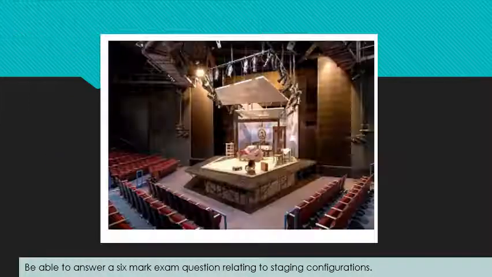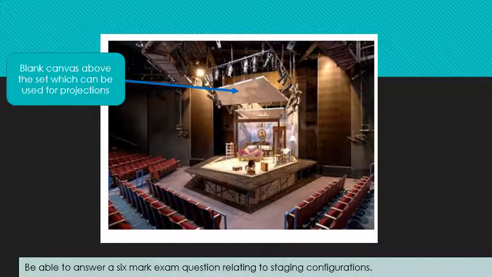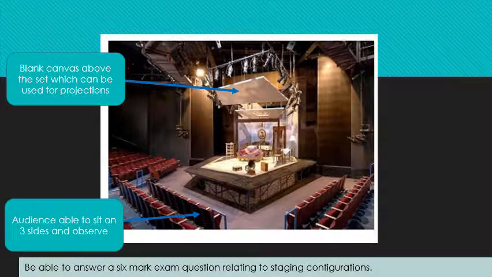So this is my picture that I'm going to look at now. I can see a blank canvas above the set which could be used for projections. I know that within Missing Dan Nolan, there in section 3, there are projections shown of him throughout his life. That could be really suitable for that moment.